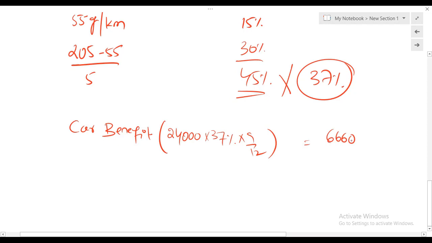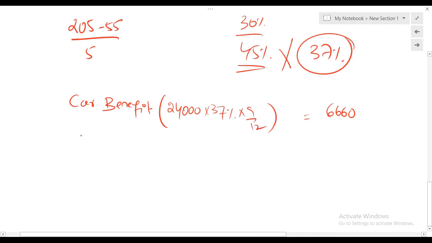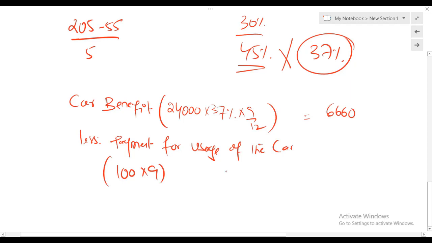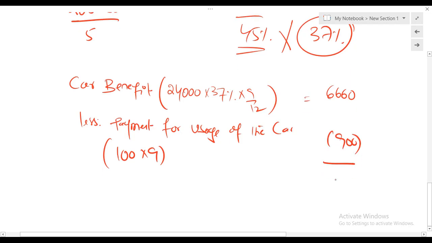Now since Charles is making payment due to usage of the car, payment for usage of the car reduces the car benefit. We need to deduct the payment to the employer for usage of the car. It is 100 per month into 9. So here comes the taxable benefit, 5,760. 5,760 is the taxable benefit.